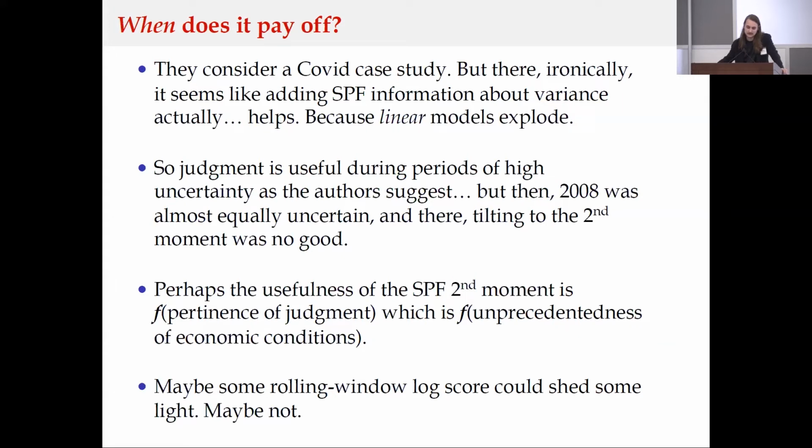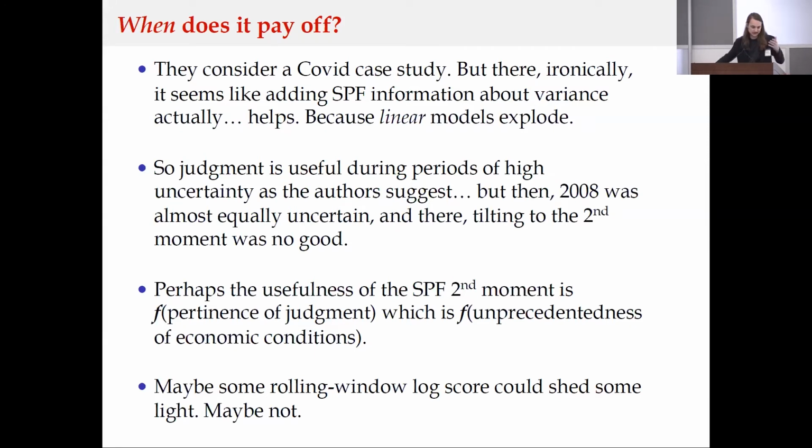So one conclusion we can draw from that is that judgment seems to be useful in periods of high uncertainty. That makes a lot of sense. But 2008 was kind of equally uncertain, obviously for different reasons. Maybe it was less uncertain, but it was certainly quite uncertain from what I remember, being around at the time. And then tilting to the second moment was not so good. So the question I'm raising here is how much tilting, and what, and when, right?